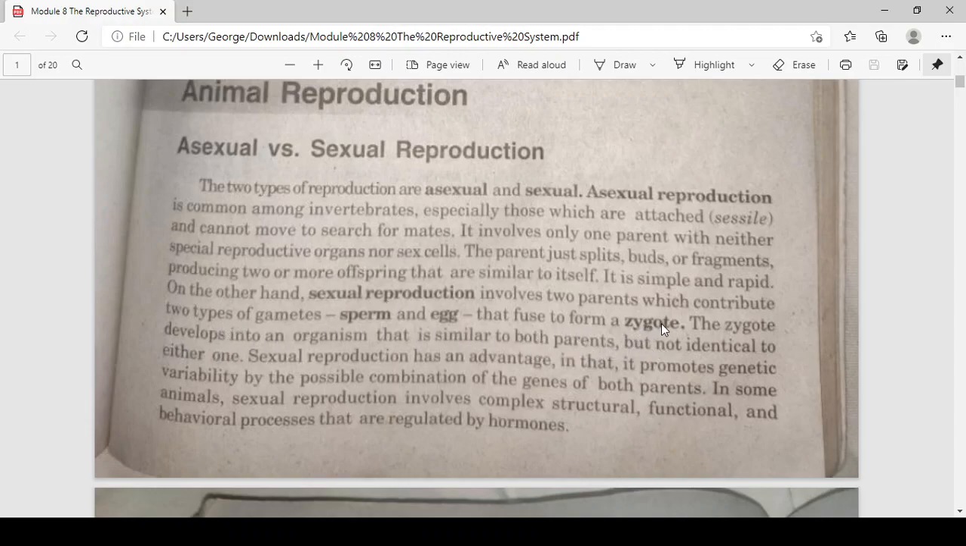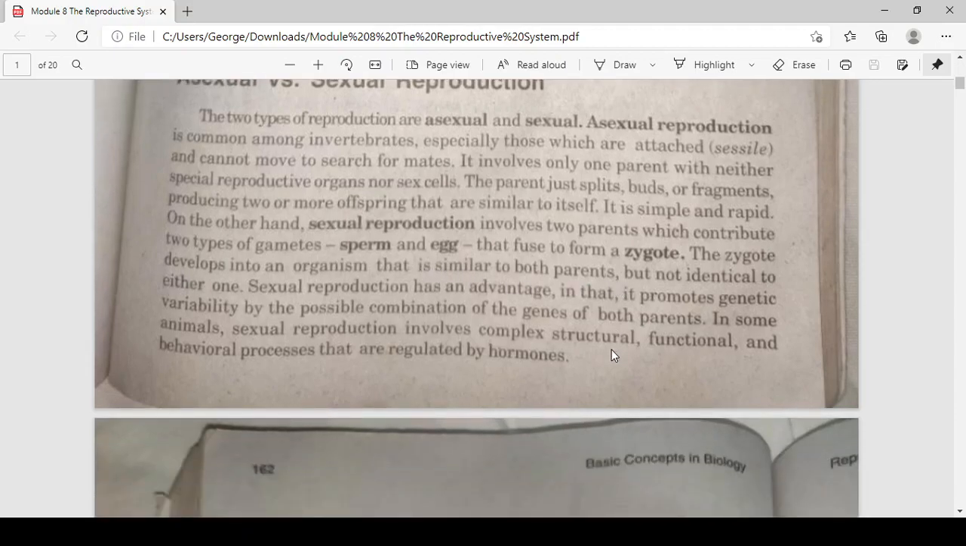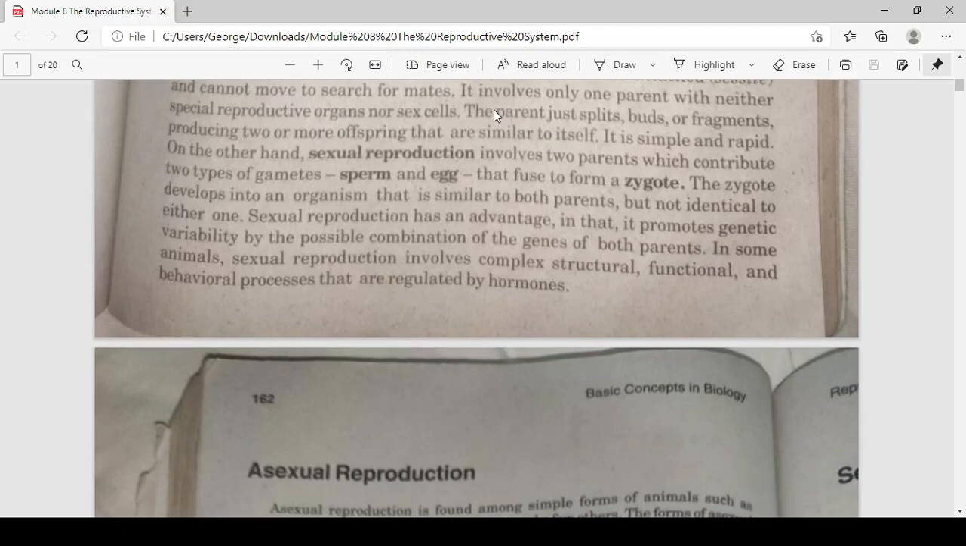So, ang zygote, kids, siya na isasulod sa inyong tiyan. Sa mga babae, for example, sila na isulod sa tiyan mo. Nga, pag introduce mo ng sperm, ma-fertilize ang imo egg. After na-fertilize, it produces a new life. So, amazing lang, diba? So, sexual reproduction has an advantage in that it promotes genetic variability by the possible combination of the genes of both parents. In some animals, sexual reproduction involves complex structural, functional, and behavioral processes that are regulated by hormones.